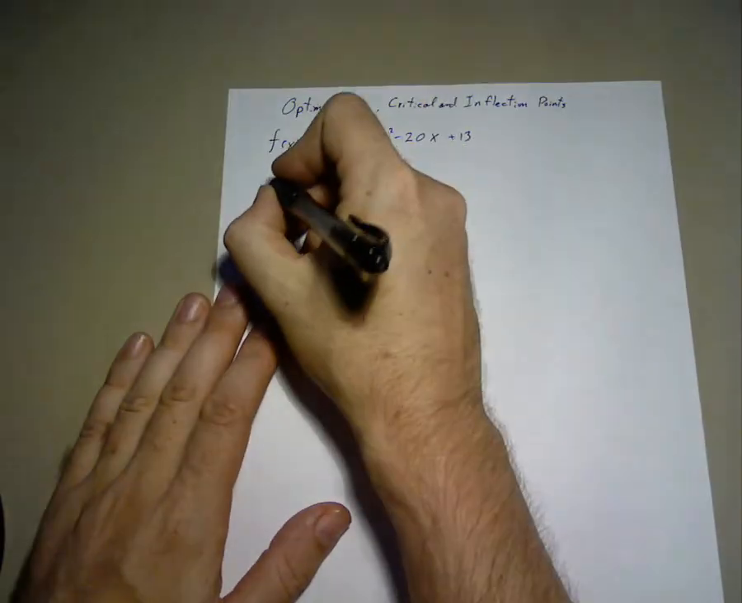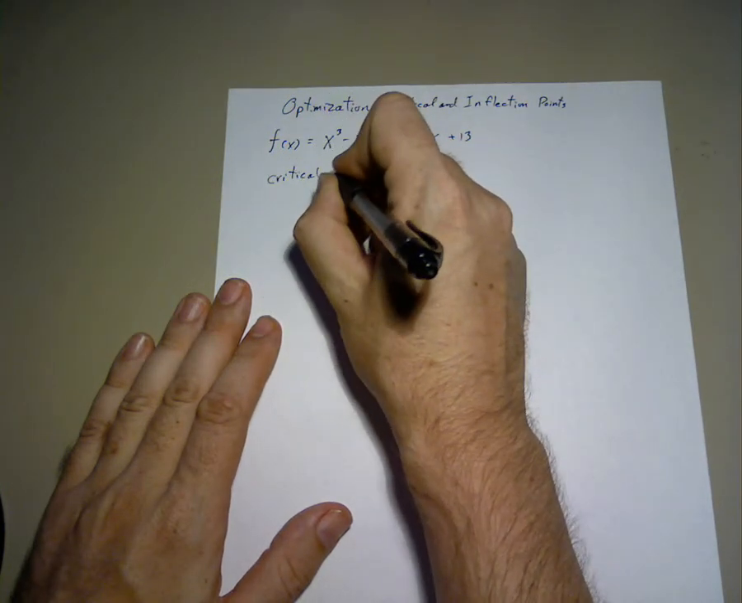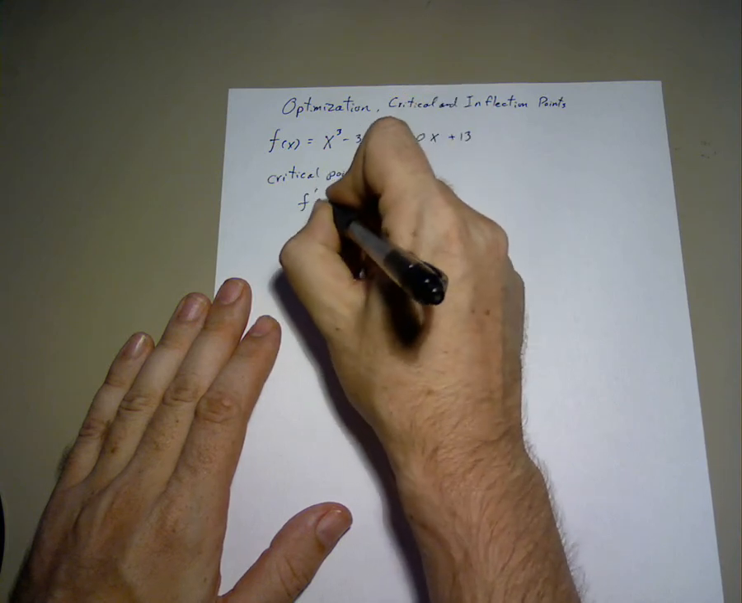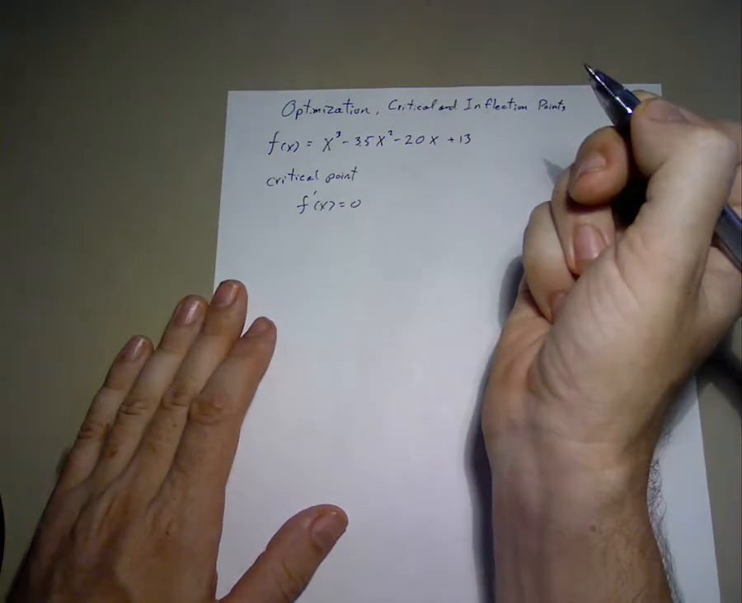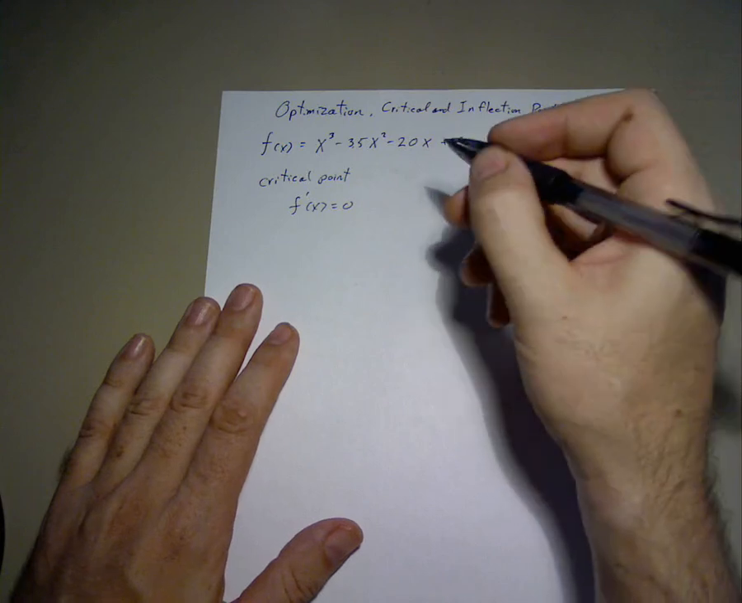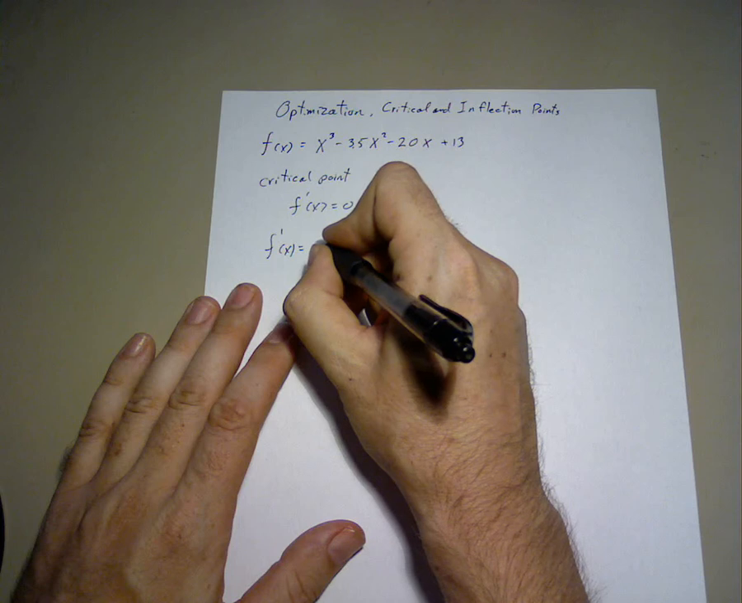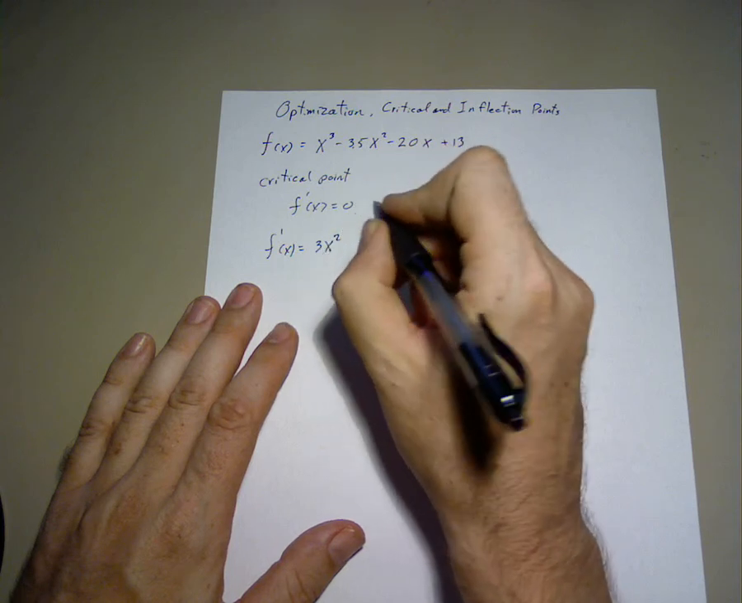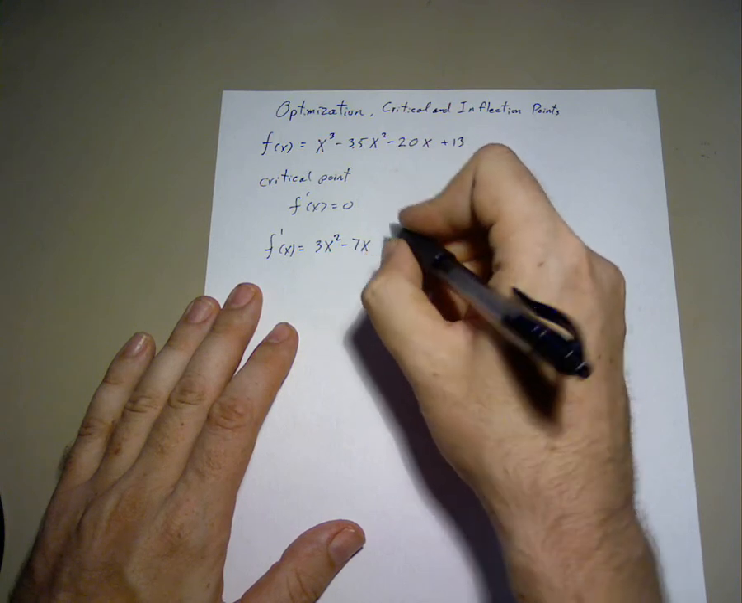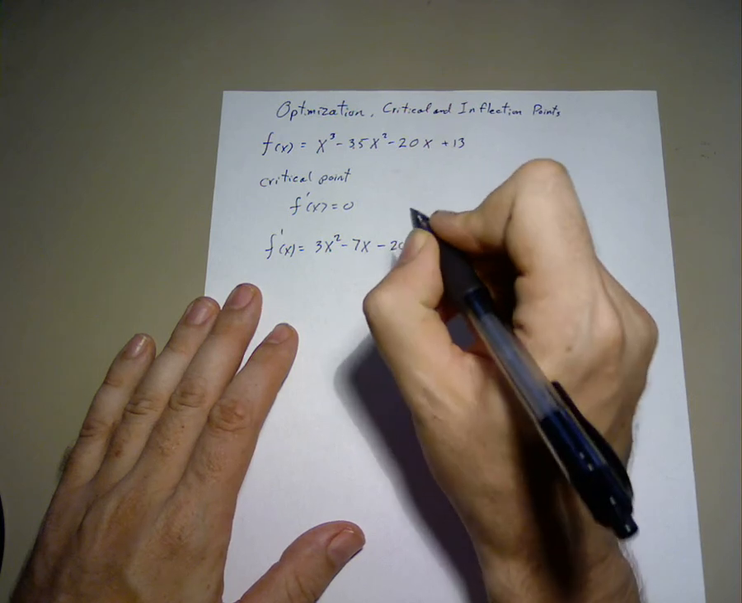The critical point is where the derivative equals 0. In order to find this, we need to take the derivative of this function. The derivative of this function will be 3x squared minus 7x minus 20.